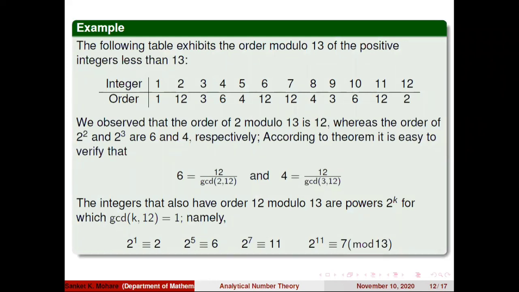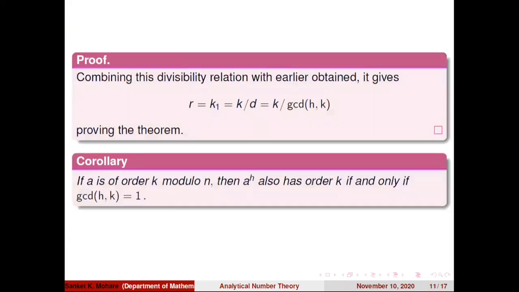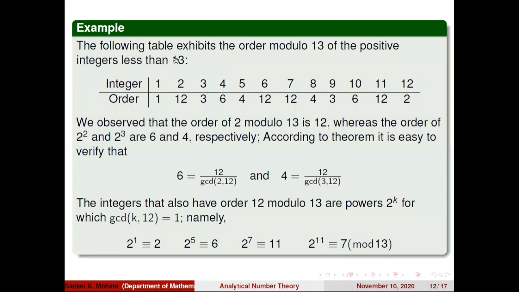Now let's have one example. This example illustrates the theorem. Suppose the following table exhibits the order modulo 13 of the positive integers less than 13. So here I have chosen the integers 1, 2, 3, 4 up to 12. I have also collected the order of each integer modulo 13.